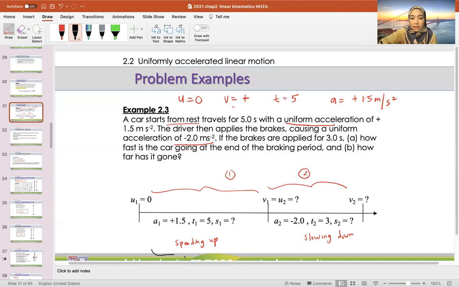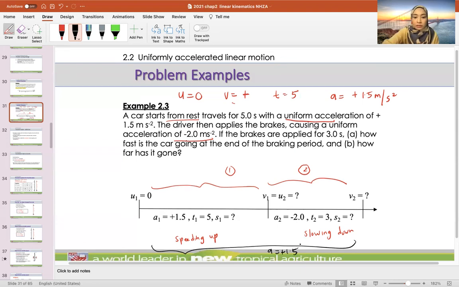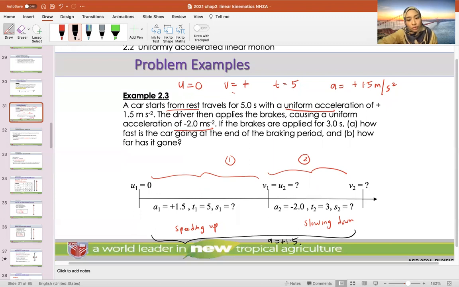Let's say for the entire motion, the acceleration is just 1.5. Then you don't have to break it into parts. Another thing that you need to note, apart from acceleration: if the acceleration is different, divide into 2 parts. If there are 3 accelerations, divide into 3 parts.